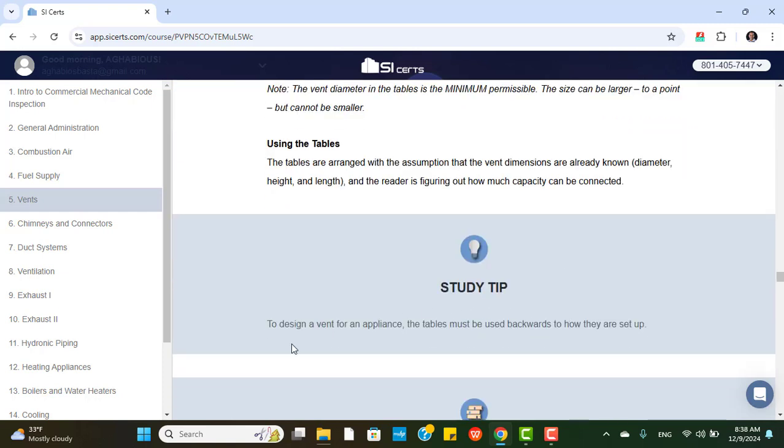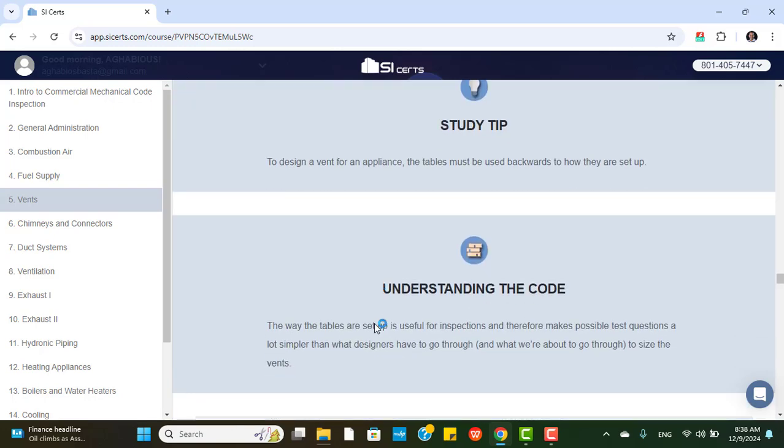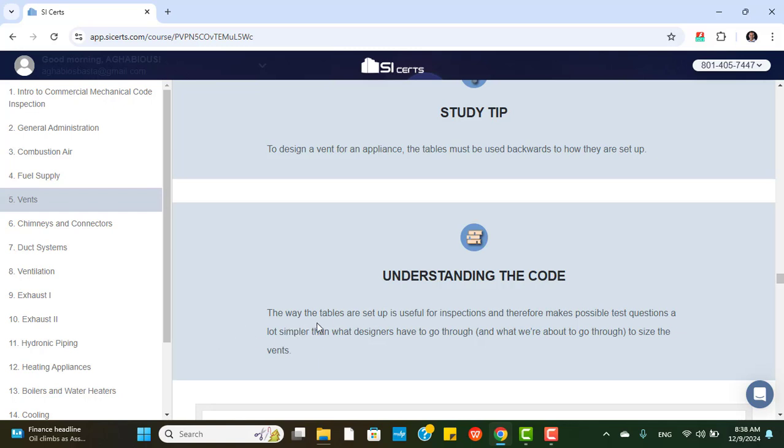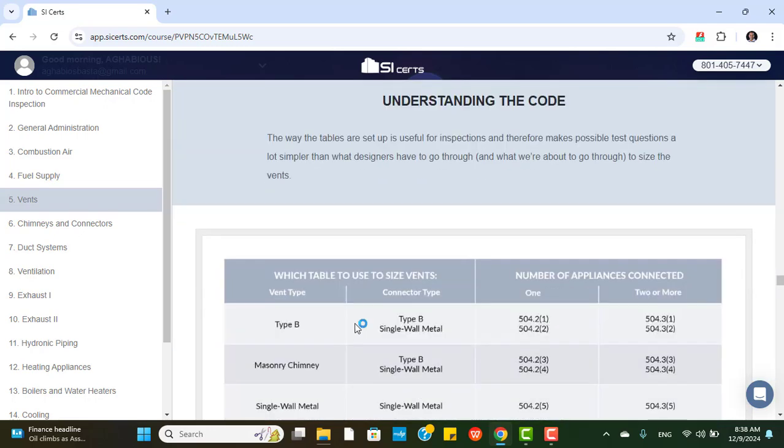Study tip. To design a vent for an appliance, the tables must be used backwards to how they are set up. Understanding the code: the way the tables are set up is useful for inspections and therefore makes possible test questions a lot simpler than what designers have to go through. And what we are about to go through is how to size the vents.